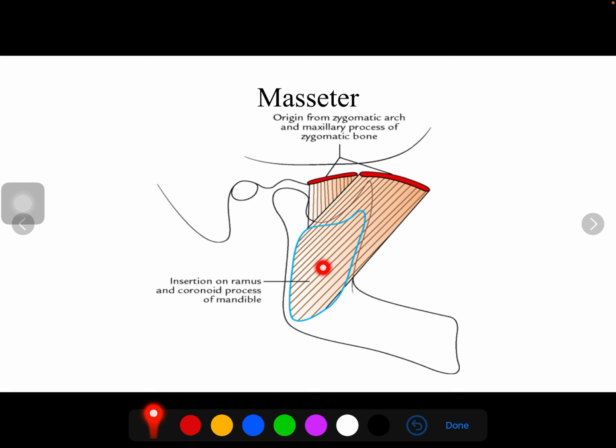The masseter is supplied by the masseteric nerve, a branch of the anterior division of the mandibular nerve. The last one, action. The masseter elevates the mandible and is responsible for occluding the teeth to take a forceful bite. So that's all about the masseter muscle.